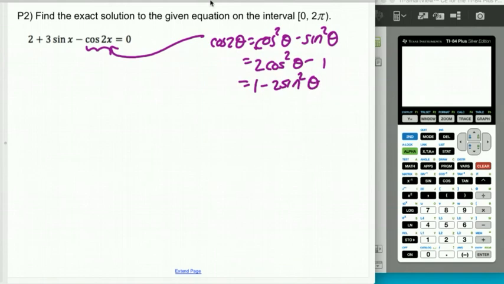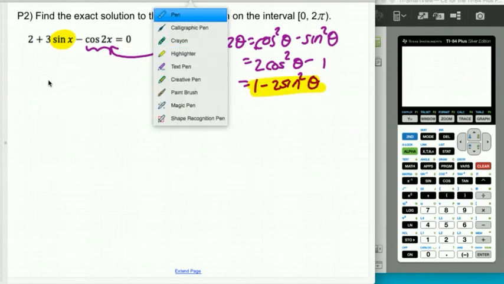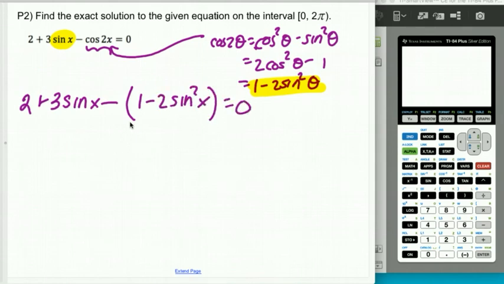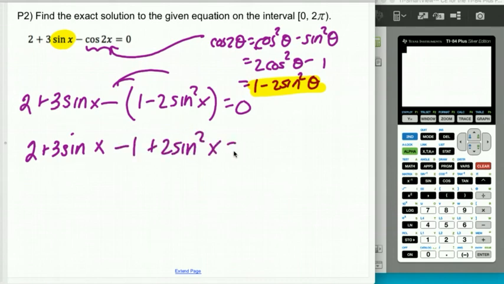So to decide which one we want to use, we're going to look at this linear trig function that we can't get rid of, and since it's sine, I'm going to want to pick the one that's all sines, okay? So I'm going to get 2 plus 3 sine of x minus, in parentheses, 1 minus 2 sine squared x, all equals 0. So when I distribute that negative to clean up, I'm going to get 2 plus 3 sine of x, right, minus 1 plus 2 sine squared x equals 0.